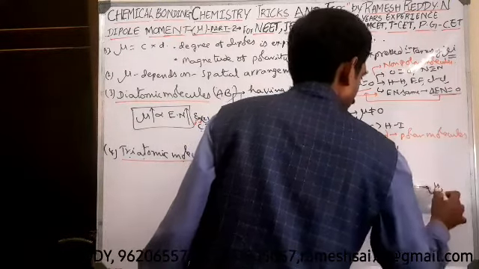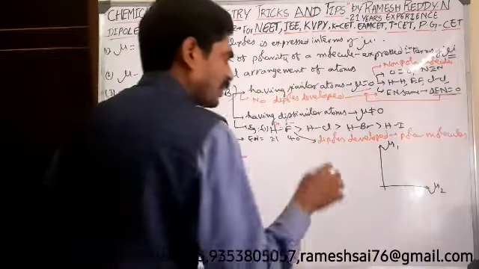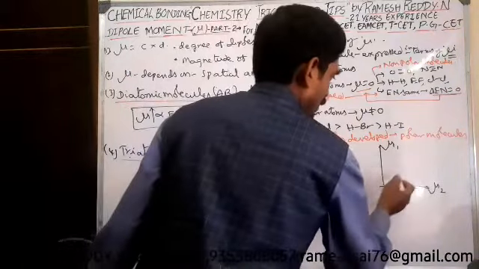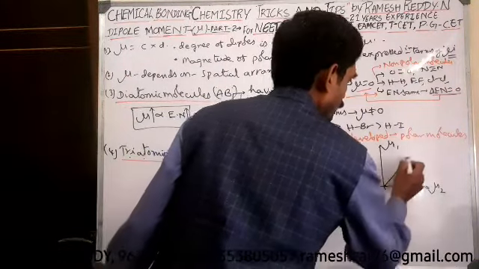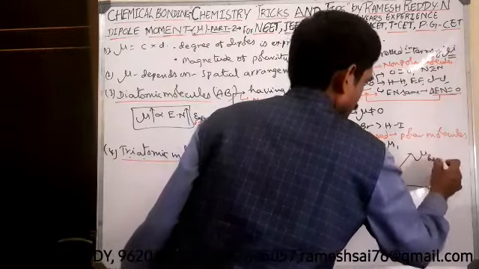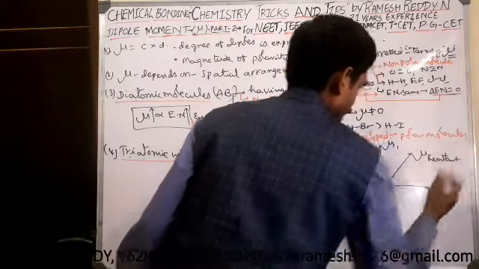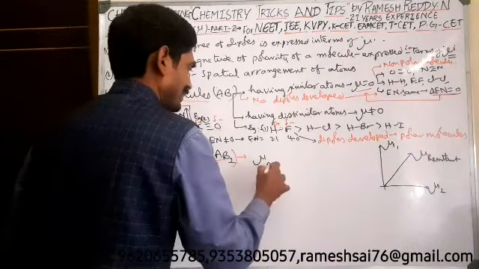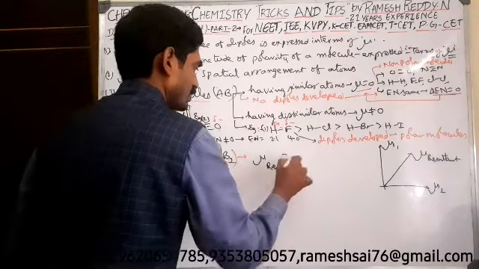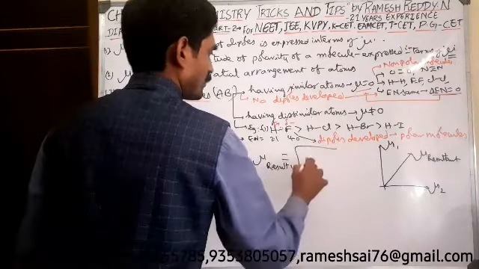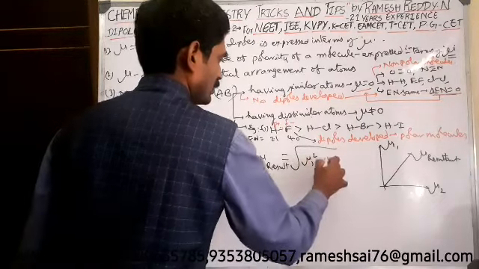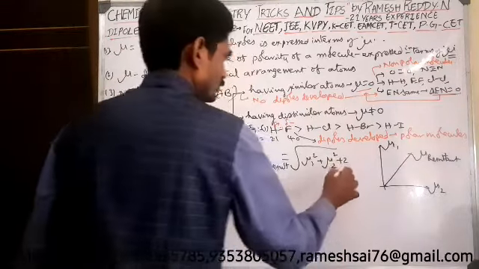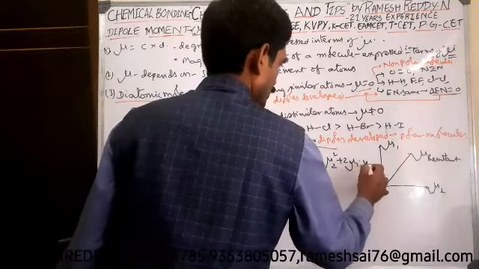and another is mu2, right? The dipole moment is a vector quantity. It has direction and also magnitude. The resultant dipole moment of these two poles is in this direction. So the resultant dipole moment of these molecules is calculated by using a formula, that is root of mu1 square plus mu2 square plus 2 mu1 mu2 cos theta.